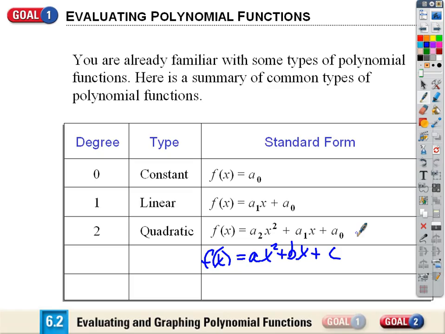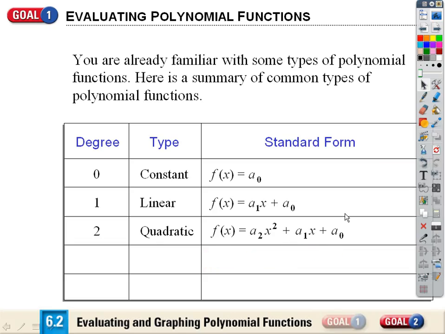Now, why is it that we go to this a sub 2, a sub 1, a sub 0 stuff instead of a, b, and c? Well, what if we had a 37th degree polynomial? We'd run out of letters. A, B, C, we only have 26 letters, but we have an unlimited supply of subscripts. So instead we use these subscripts. The subscript matches the power of x. And then we can keep going with this. So that's where we left off last chapter.